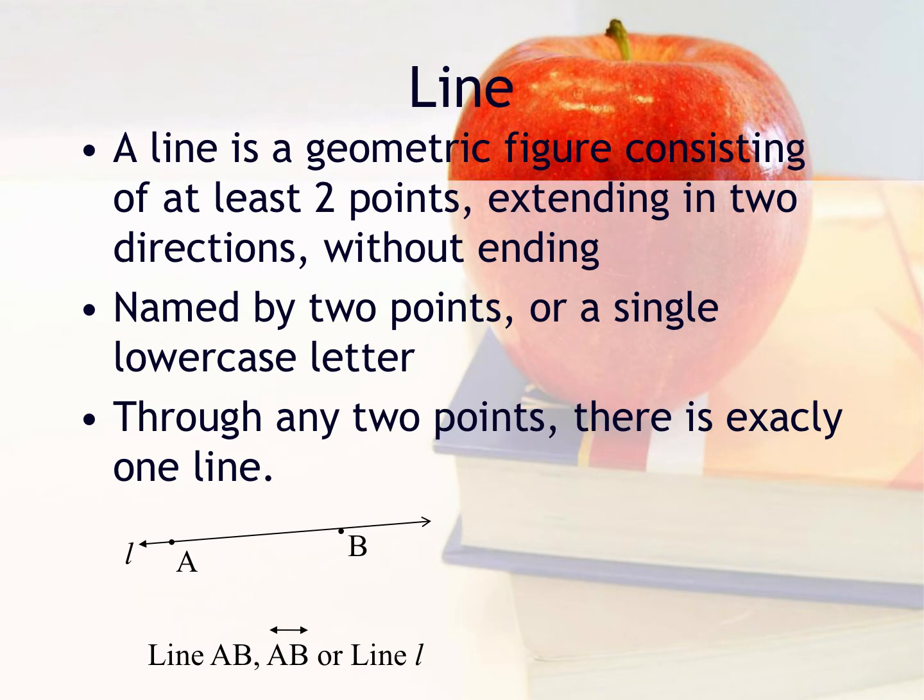The next definition is a line. And a line is a geometric figure consisting of at least 2 points. It extends in 2 directions without ending. You can name a line with 2 points or a single lowercase letter. That lowercase letter is usually in italics. Through any 2 points, there is exactly 1 line. A line has 1 dimension.